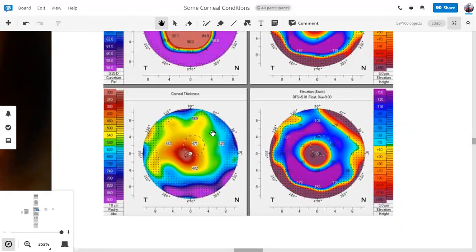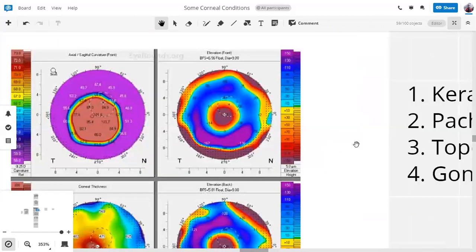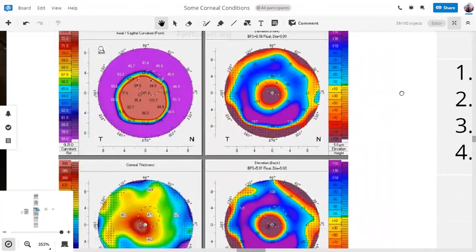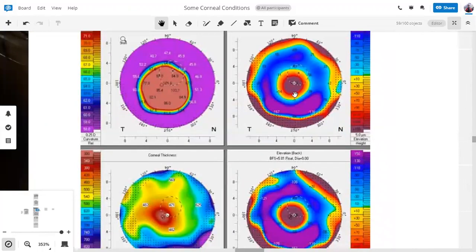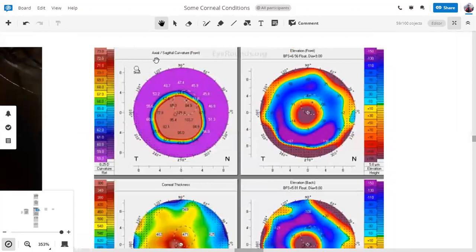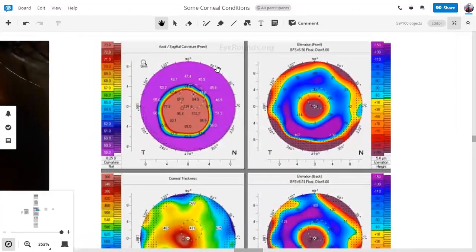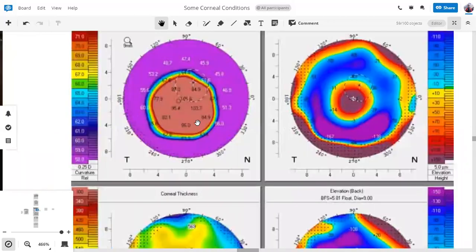When you correlate this with topography, which is elevation at the front, you can see that the elevation is also the most around this area. Okay, and this is the curvature. The curvature is less here, less here, and very high in this area. The red is 71 and this dull color is around 73, and the figures were also given: 103, 96, 76.